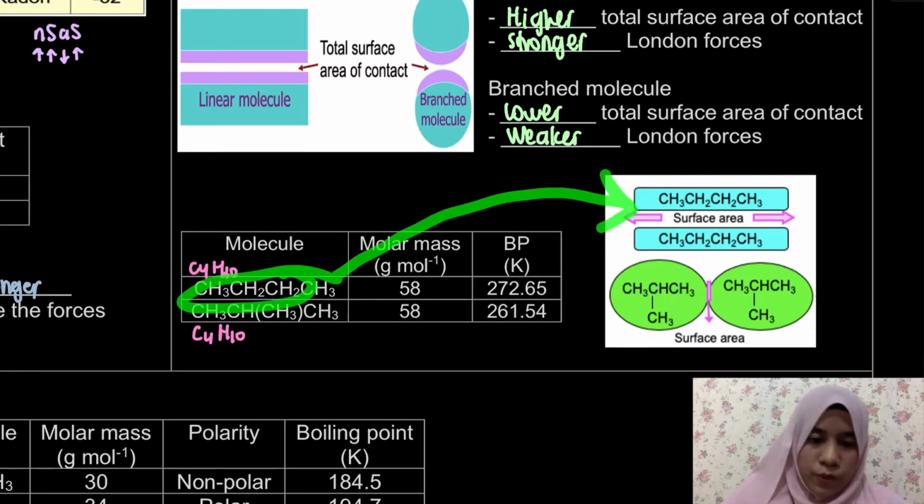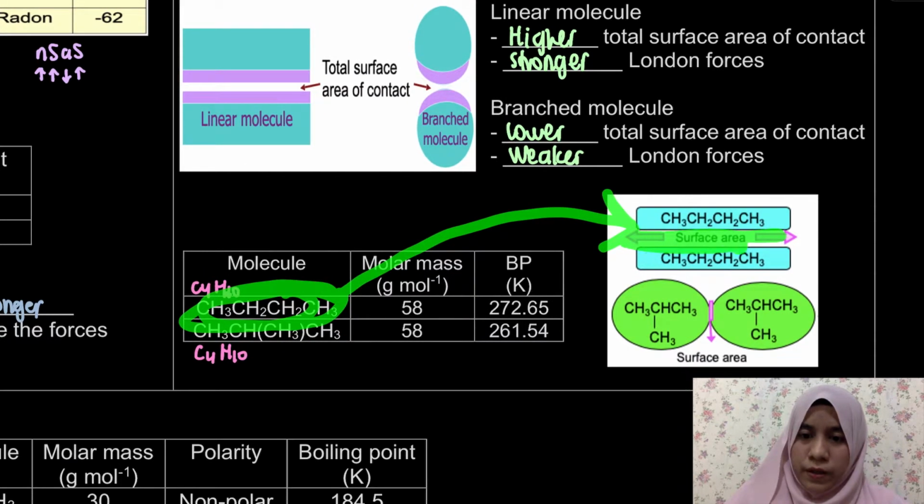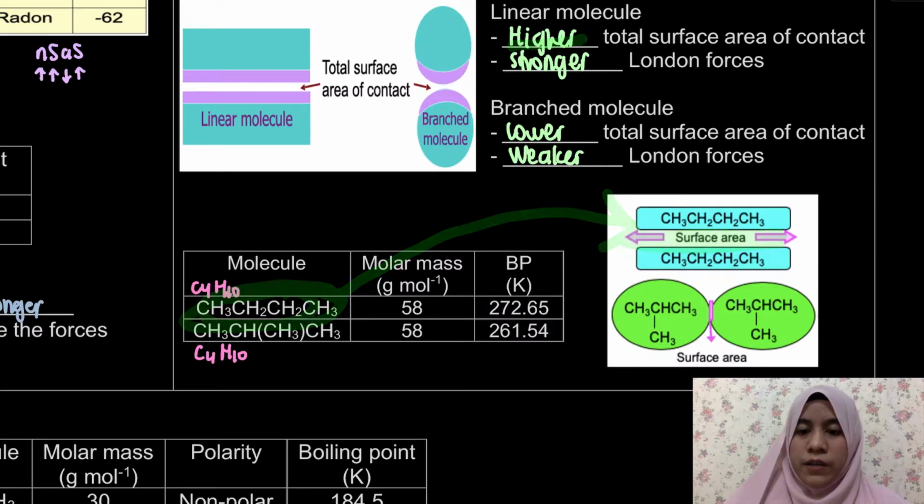Okay. So, sebenarnya for the case of our molecule here, this is actually the structure. So, the first one, kita punya butane ni is a linear molecule. So, surface area dia is quite high. So, that's why it has a stronger London force.